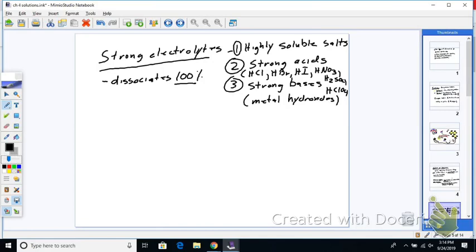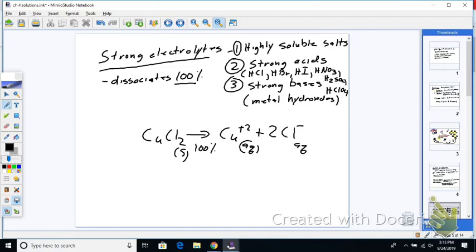All of it breaks apart. So, for example, the one that I did, CuCl2, when it dissociates, it breaks apart into Cu plus 2 chlorines, not Cl2. Cl2 would be a gas. So it breaks apart 2 to 1, and this is 100% it breaks apart. None of the CuCl2 solid is left over. It's in an aqueous form at that point. So it breaks apart fully.